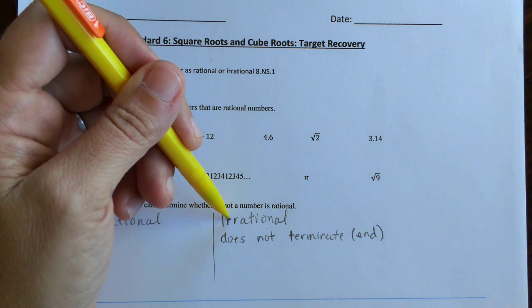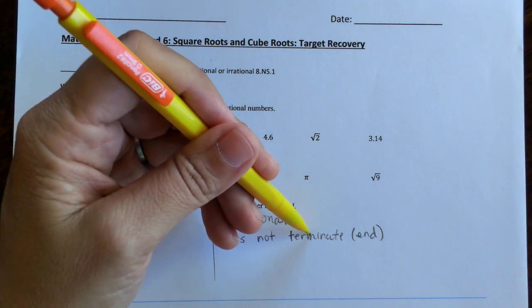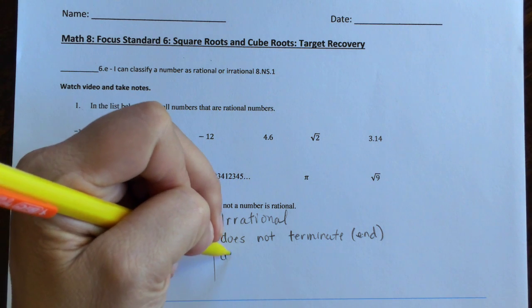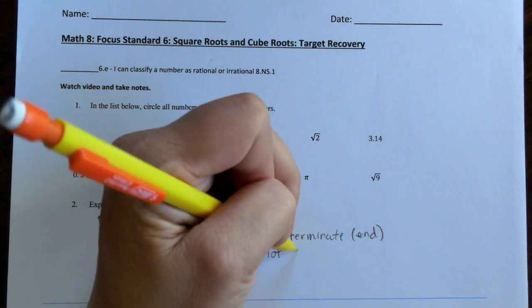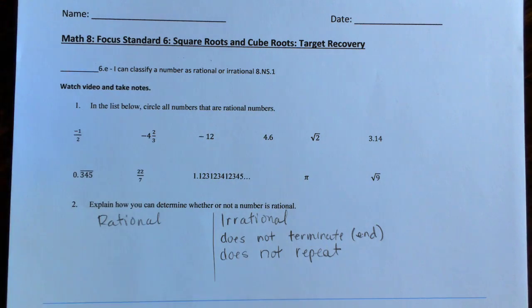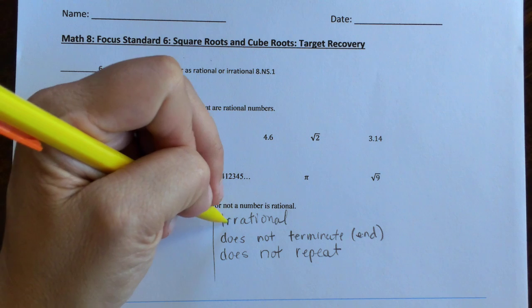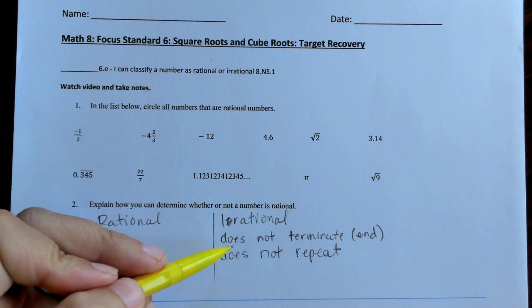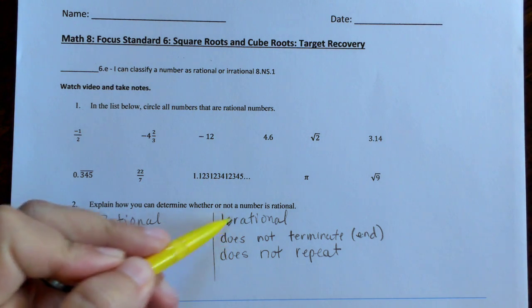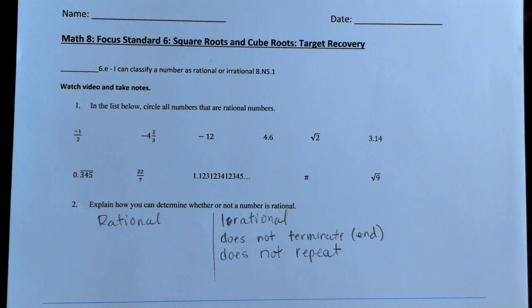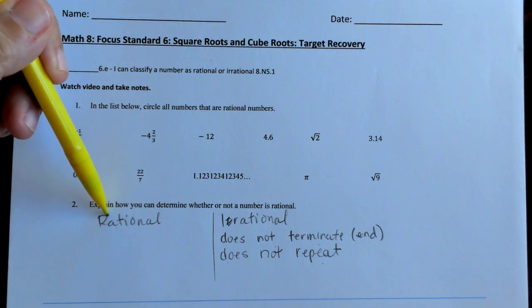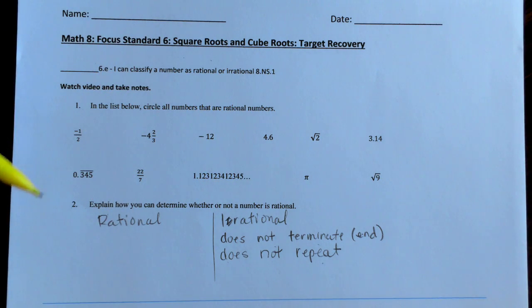So an irrational number is a number that does not terminate, or does not end, and it also does not repeat. That's your definition of irrational. Oops, I spelled this wrong, there's only one R. Or is it two? I'm moving on. Does not repeat and does not terminate: that is the definition of an irrational number. A rational number is therefore everything that an irrational number is not.